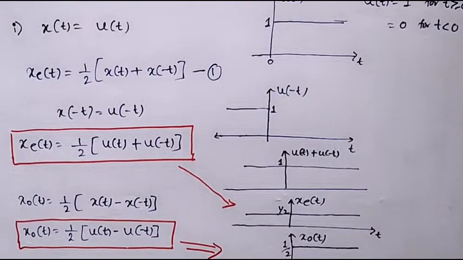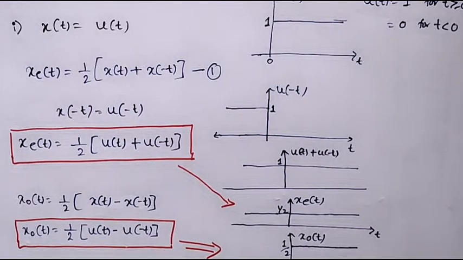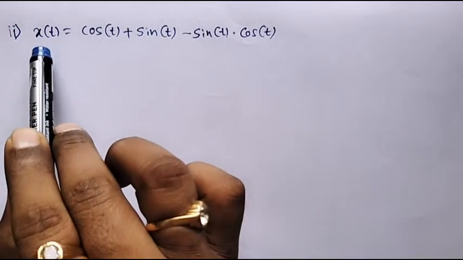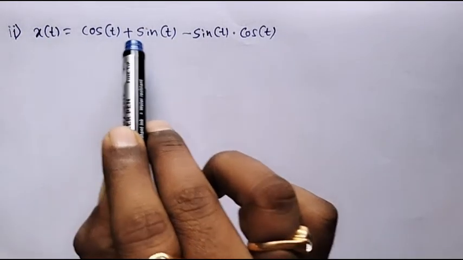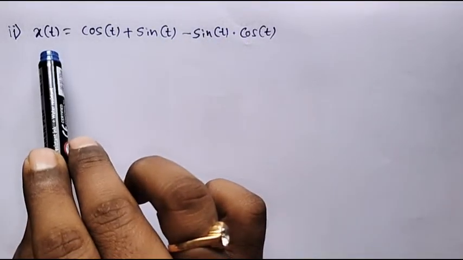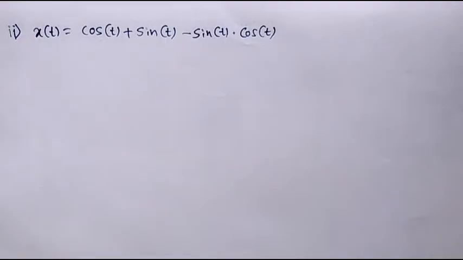Now let's consider one more example to find even and odd component of the signal. X of t is equal to cos t plus sin t minus sin t into cos t. Let's calculate even and odd component of this signal X of t.